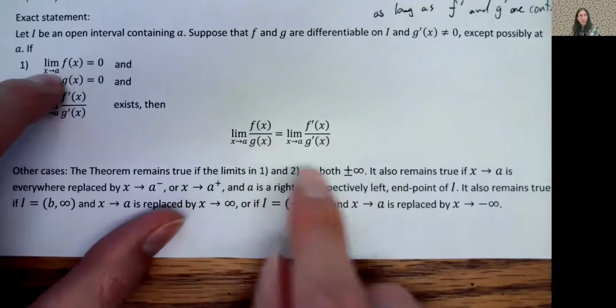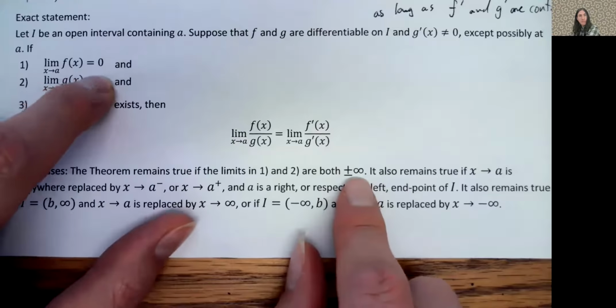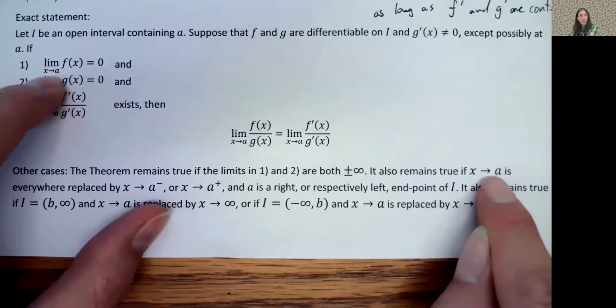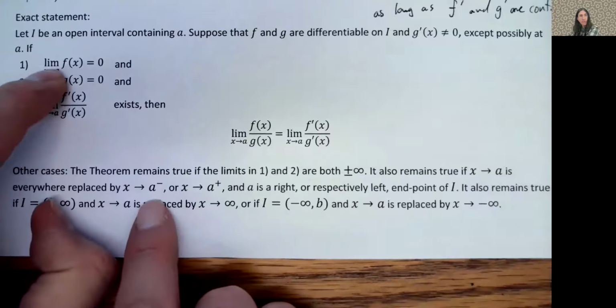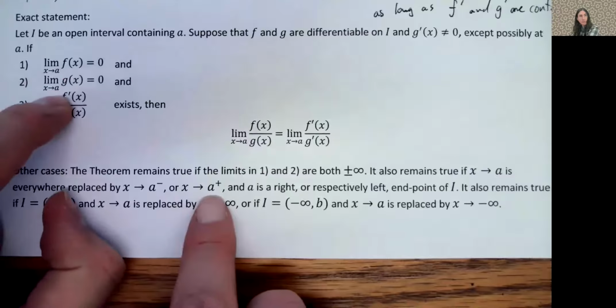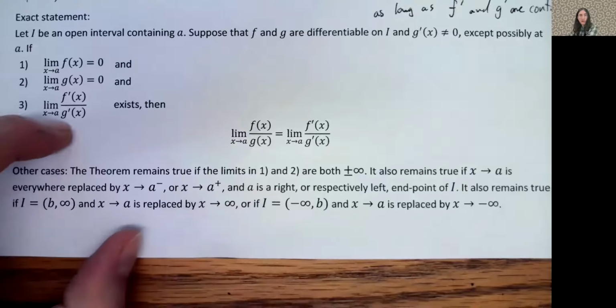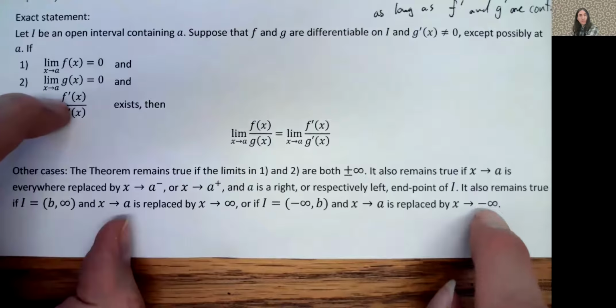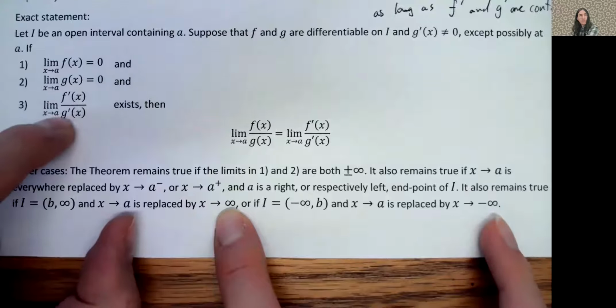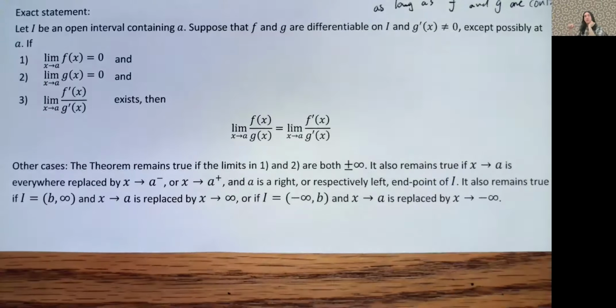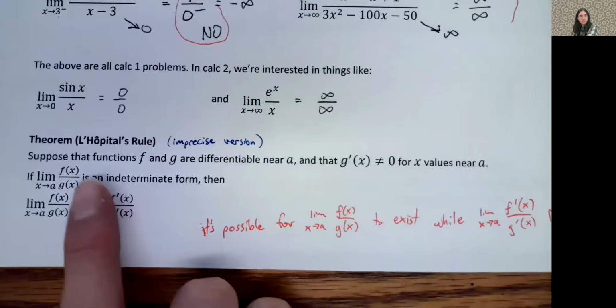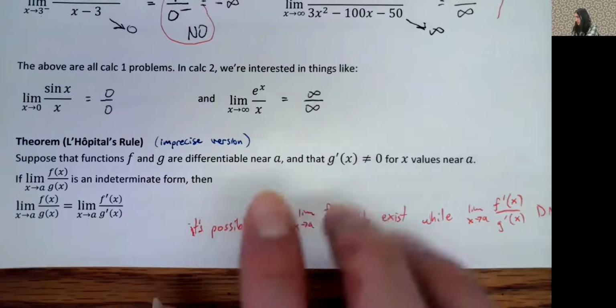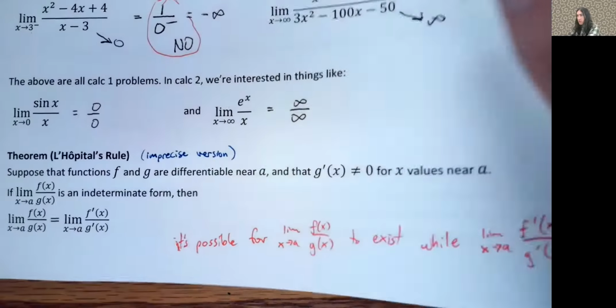You can take these limits right here to be plus or minus infinity. You can replace this x approaches a everywhere with x approaches a from the left in each of them, or x approaches a from the right in each of them. You can also replace the a with an infinity. So you can replace a with a plus infinity or a minus infinity in each of these limits here. Okay, so that will all remain true. So it's still useful to know this sort of imprecise version because, yeah, that's basically what we're talking about here.